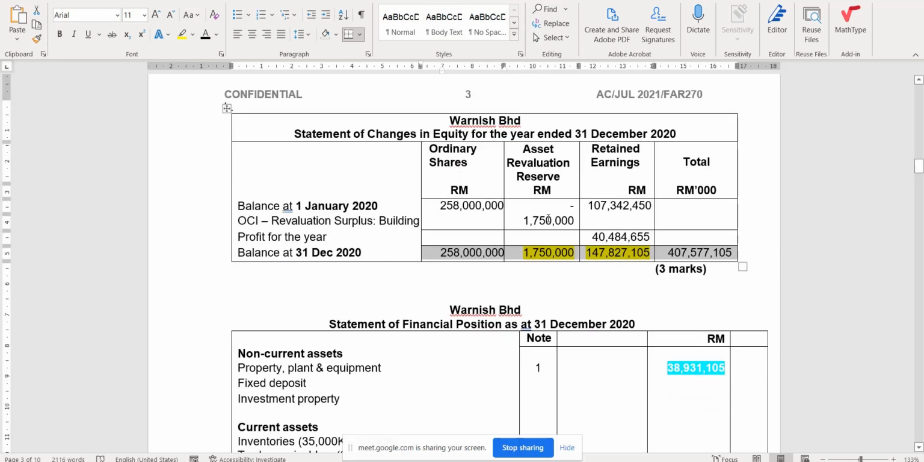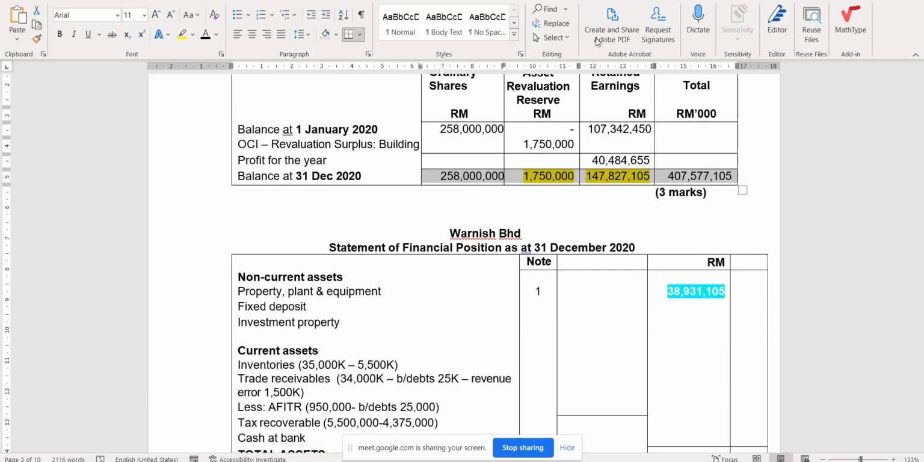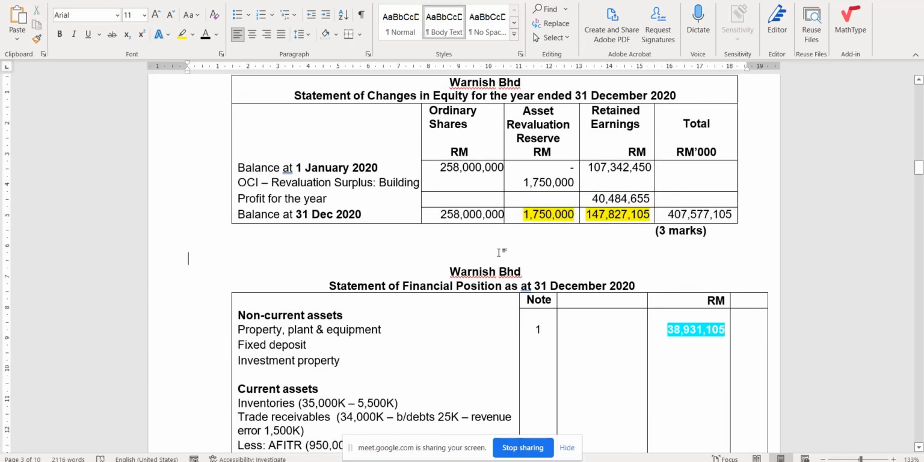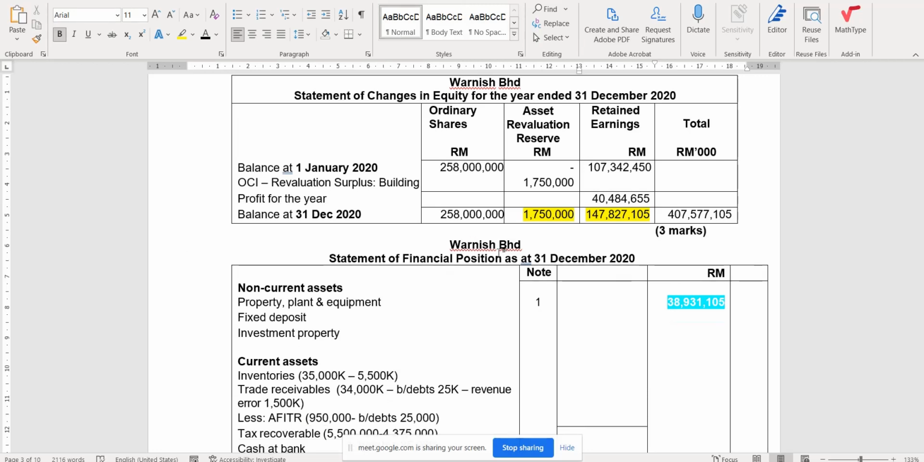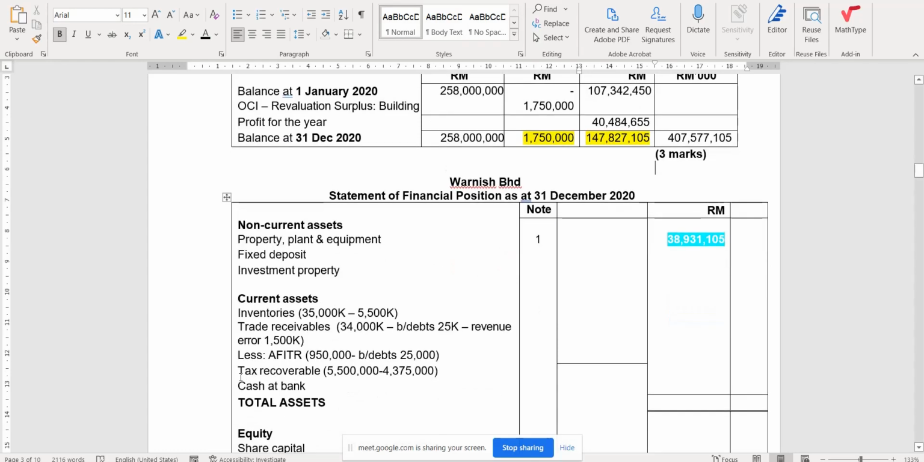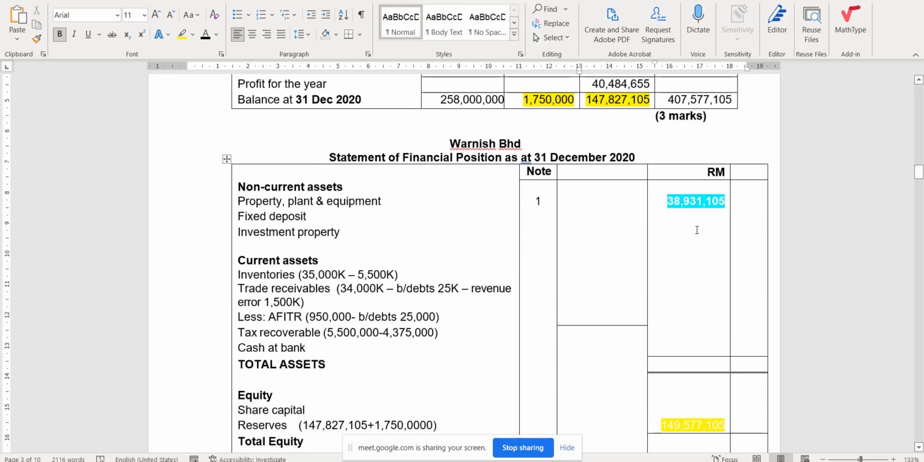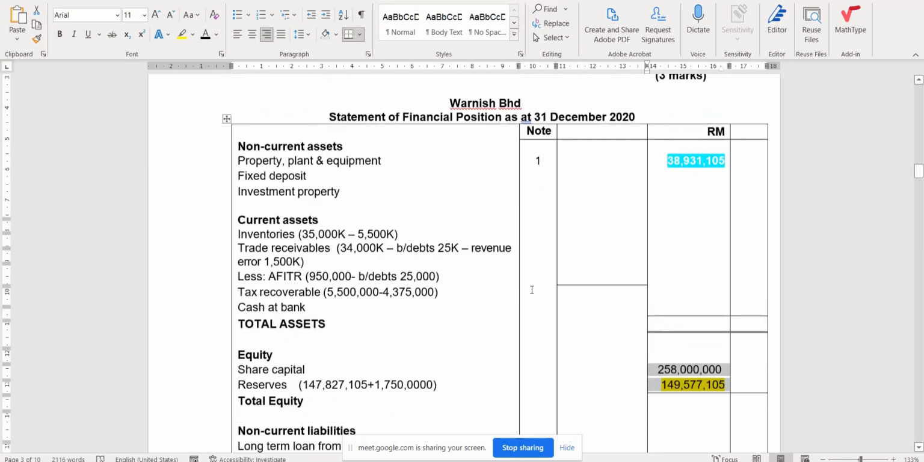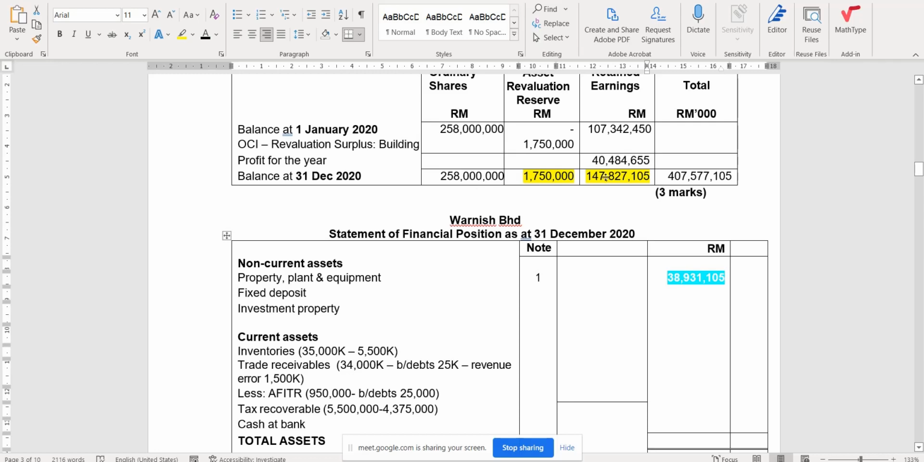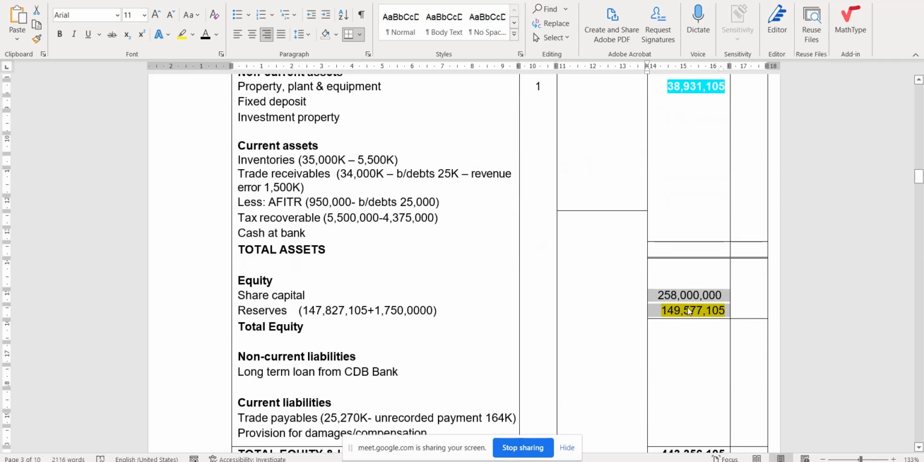No changes to the ordinary share capital. No changes. The total from retained earnings and the total from asset revaluation reserve will now be transferred where to the statement of financial position. Before that, we start off with that part, because that was direct, so I am taking that directly. So I take from where? From here, 258, and these two will come back to 149,577,105. The working is also here.